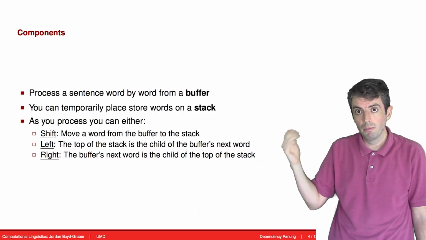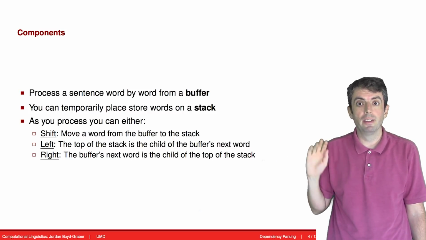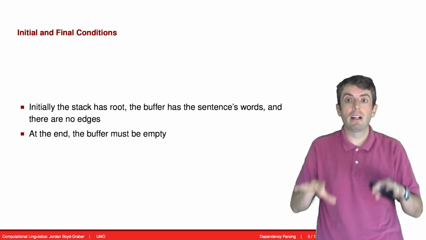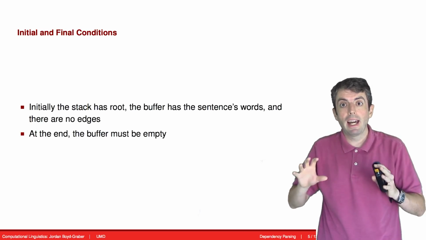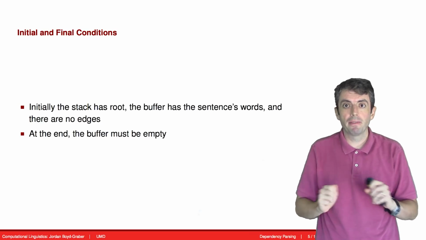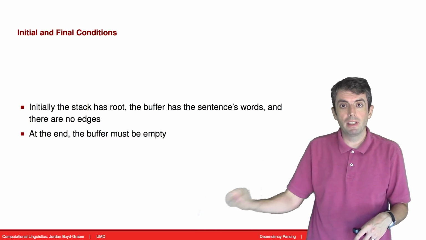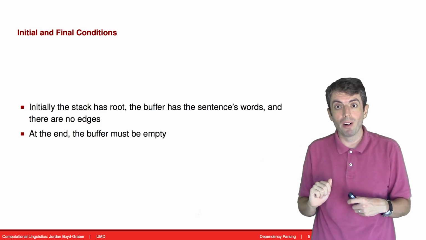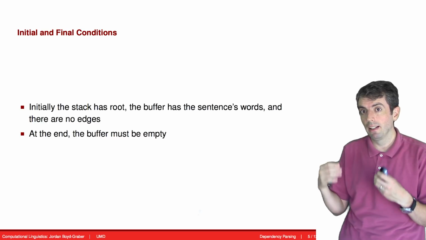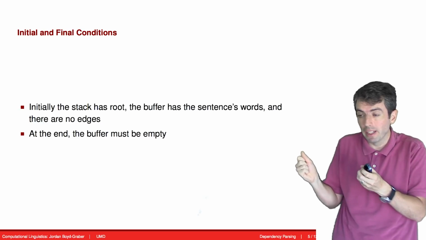You can shift, move something from the buffer to the stack. You can create a left edge, or you can create a right edge. These are the three things that you can do in this algorithm. Let's talk a little bit about what the algorithm has to do. It has to take a sentence, which is entirely in the buffer, move things between the buffer and the stack, and create edges until the buffer is empty and you presumably parsed all of the sentence. So let's go through each of the actions in a little bit more detail and see what this looks like in terms of building up a graph.